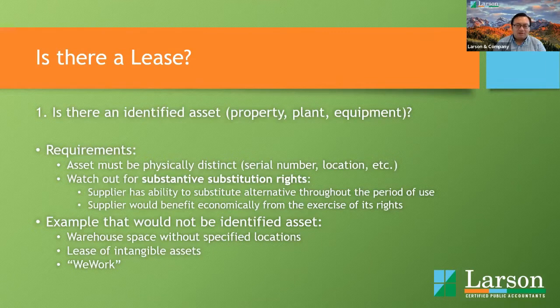Here are some examples about warehouse space. If you have a warehouse space that's not specifically identified, they're just going to provide warehousing for you. I know there's an entity here, Visible, that does fulfillment for companies. With some of those fulfillment responsibilities, they're just providing a space, and they don't specify what rack you can utilize, so those won't specifically be a lease, and other guidance will apply. WeWork is another example. You have the right to use their space, but you have the right to use multiple different spaces in different locations all throughout the nation, so that wouldn't be a lease either. We already talked about leases for intangible assets.